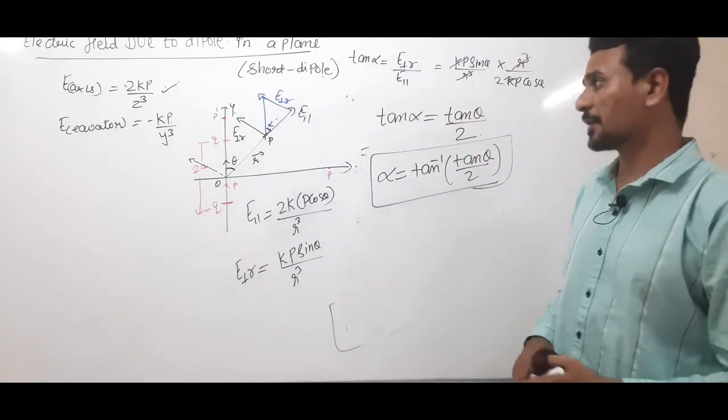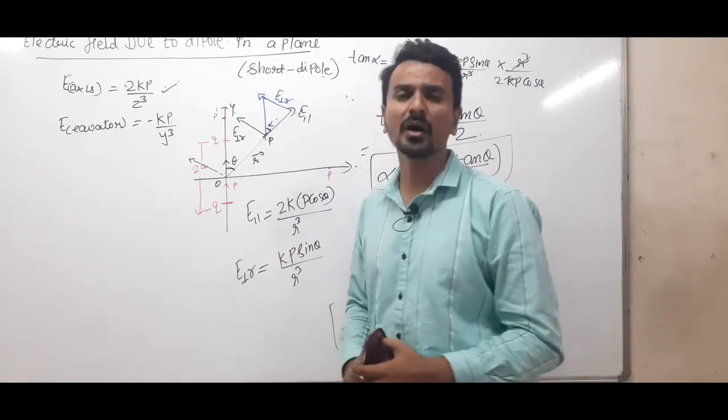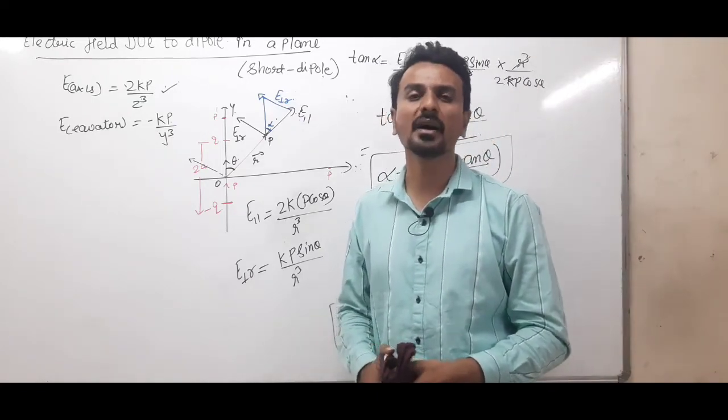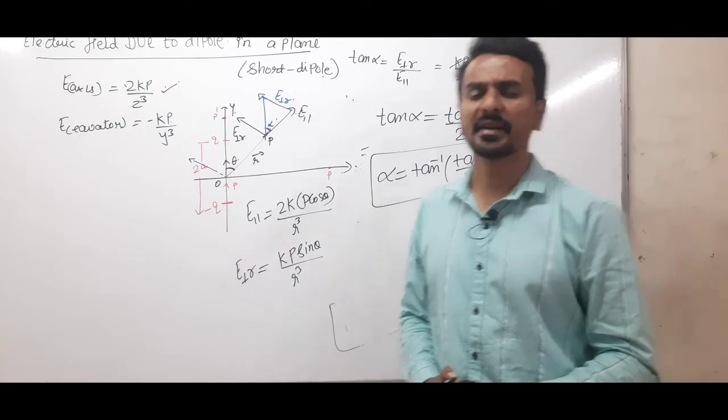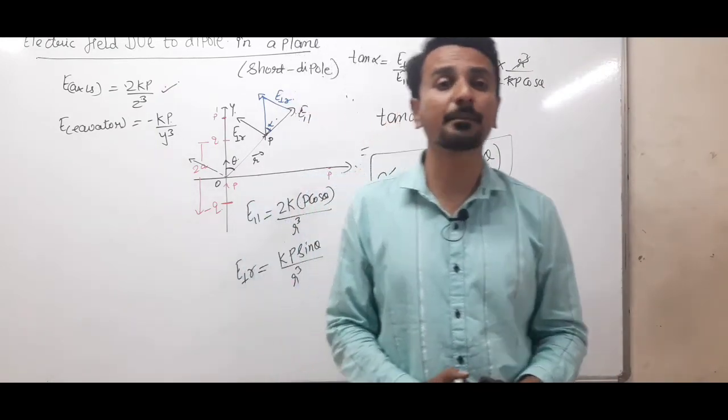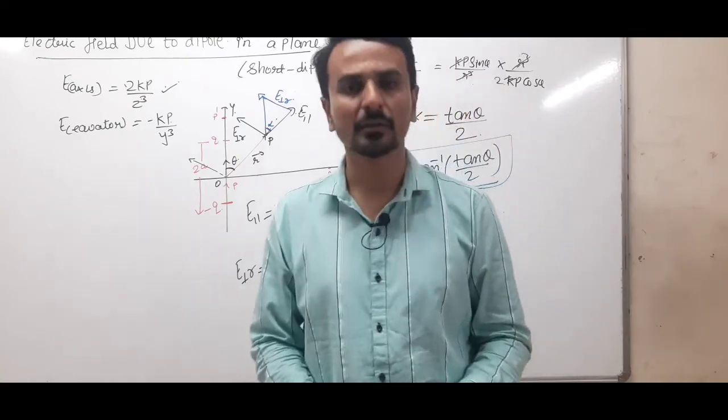Fine, students. So this is how we will calculate the electric field due to a short dipole when the point is neither lying on the axis nor on the equator. Now, in the next video we will discuss the torque acting on a dipole when placed in a uniform electric field. Okay. Thank you.